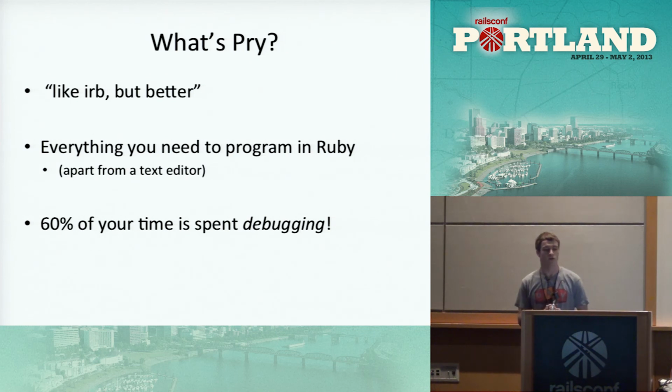And while those things are cool, it's hard to visualize what the point is. And so what I like to think of it is, Pry is absolutely everything you need to program in Ruby, apart from a text editor. And the reason that's important is because developers spend about 40% of their time writing code. The remaining 60% of the time, which is more than half of your time, is spent debugging. So you need a tool like Pry that can get you into the code, and so you know what's going on.